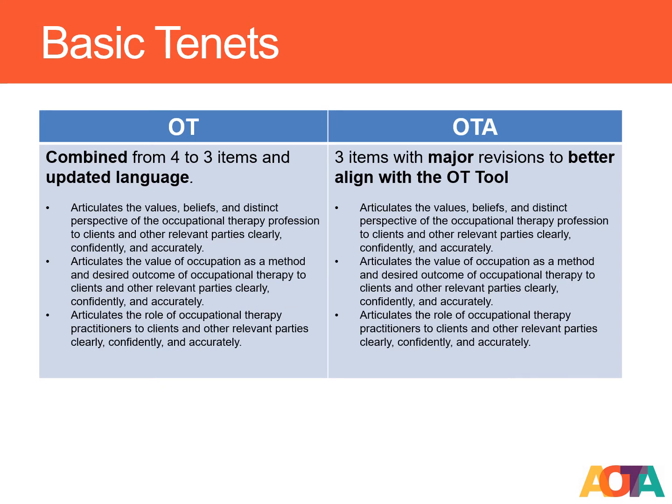The second category is basic tenets of practice. For the Occupational Therapy Student tool, the items are combined from 4 to 3 items and the language updated to reflect current practice and documents. The Occupational Therapy Assistant tool includes 3 items with major revisions in those items to better align with the language in the Occupational Therapy Students tool.